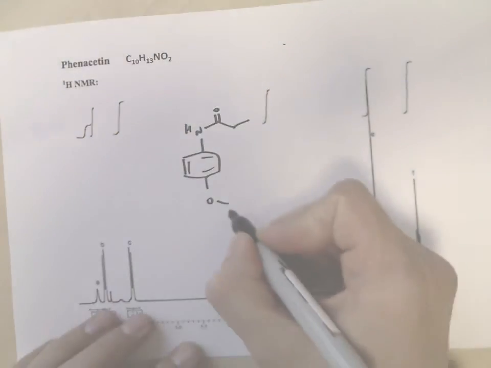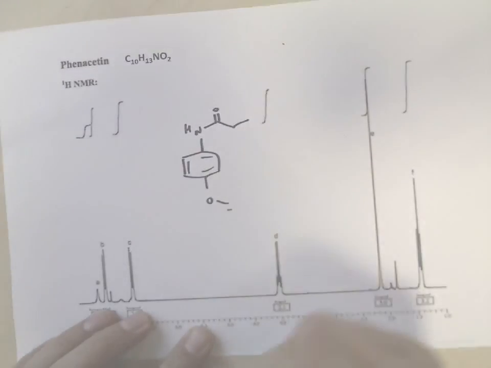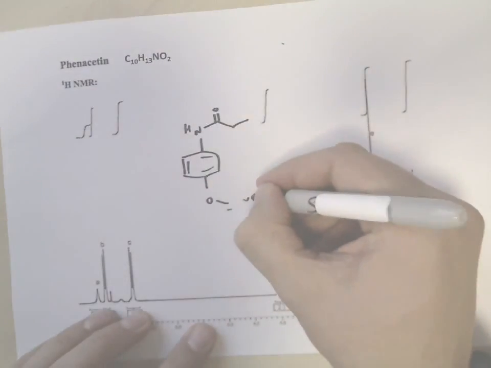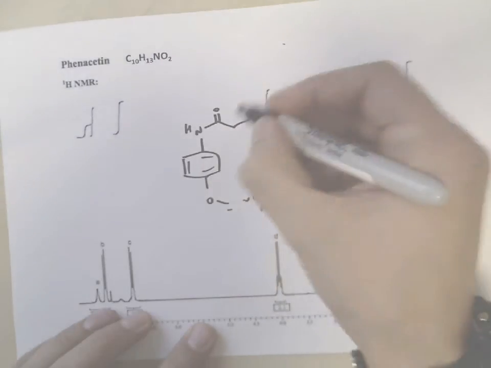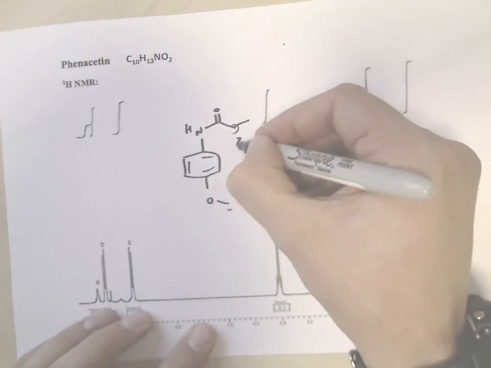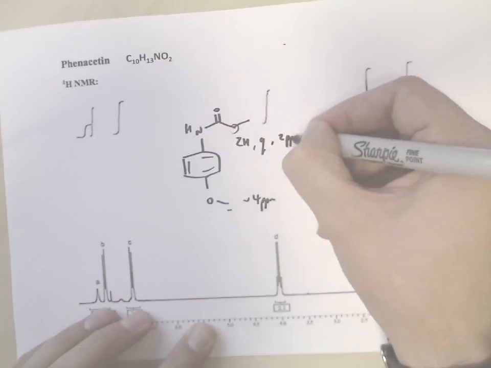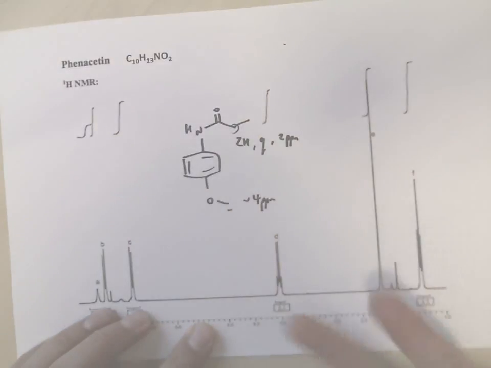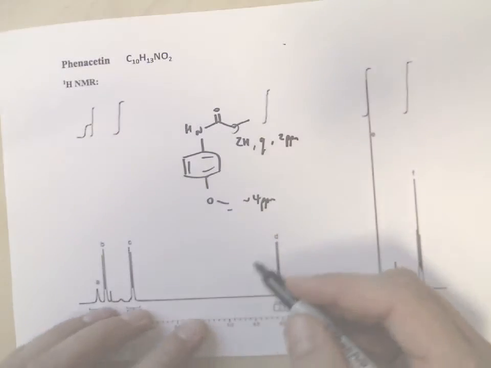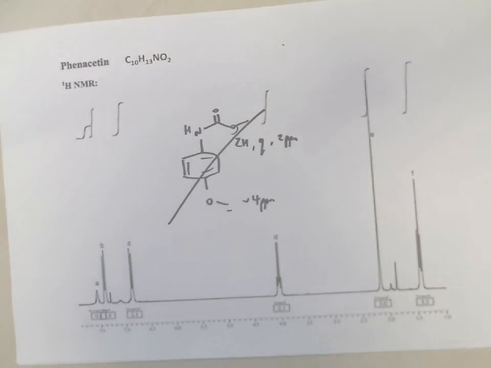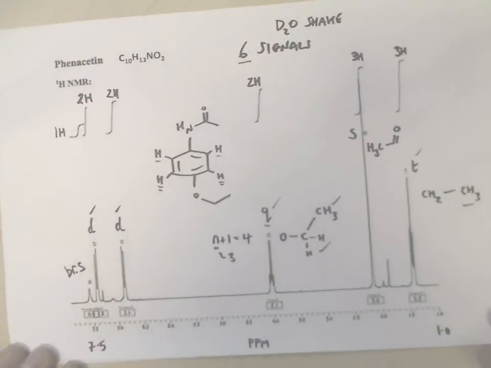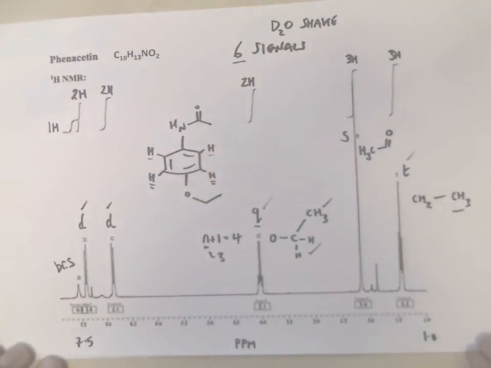However, this methyl group is directly attached to oxygen, so your 3H singlet should come around 4 ppm, and here your 2H quartet would come around 2 ppm, and it's the wrong way round. Okay, your quartet is actually at 4 and your singlet is at 2, so you know this can't be the correct structure. And that is how you predict the structure from a given proton NMR.